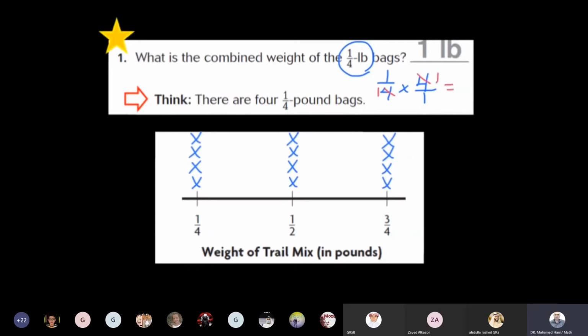Now when I multiply across, here's what I have. 1 times 1 is going to give me 1. And 1 times 1 is going to give me 1. And if I have the whole number 1 as my numerator, and also the whole number 1 as my denominator, I know that my answer is going to turn out to be 1 whole. So that's how we're coming up with an answer of 1 pound. So the combined weight of the 1/4 pound bags is going to be 1 pound, because 1/4 times 4 takes me to 1.